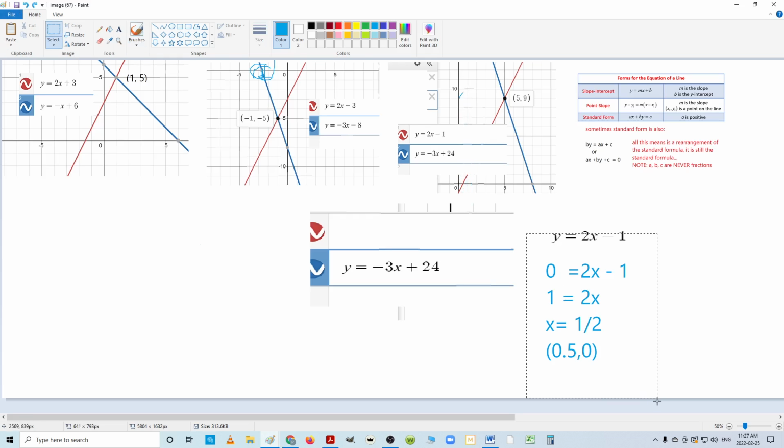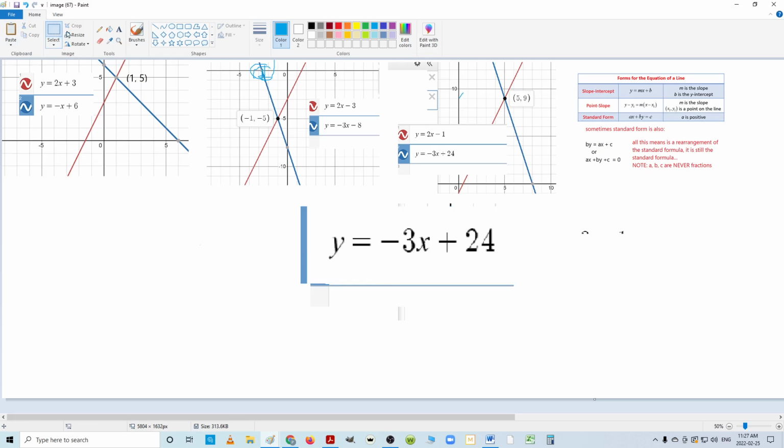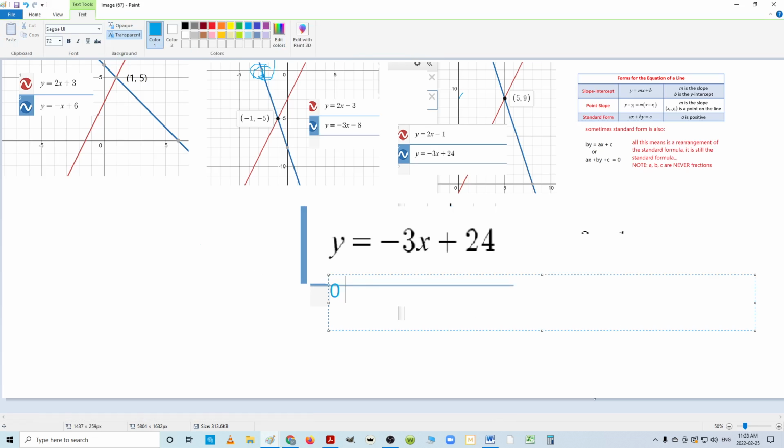And just looking at my graph on this one, I should get an 8, 0 out of this one. So let's see. We're going to make y 0, because that's what y is at the x-axis. Decimals is a much faster tool for figuring this out. I've got to subtract 24 from both sides. I've got to divide by -3. Minus 24 divided by -3 is plus 8. So that's my x value. That means the x-intercept is 8, 0.